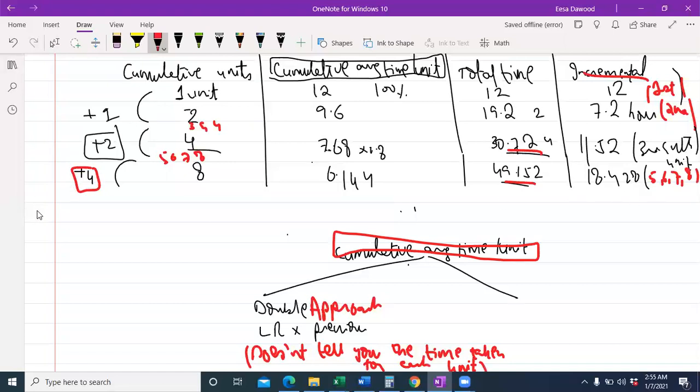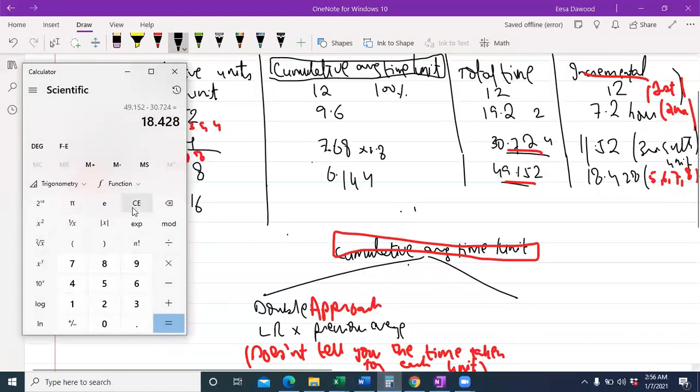So again, follow the rule. If I'm going to double this output, make 8 more units, 8 plus 8 is going to be 16, and then the learning rate into the previous average gives you the cumulative average time per unit. This has been observed in the airplane manufacturing industry back in the 1920s, so the cumulative average time per unit is not random. It falls by a fixed percentage every time, for example, 80%.